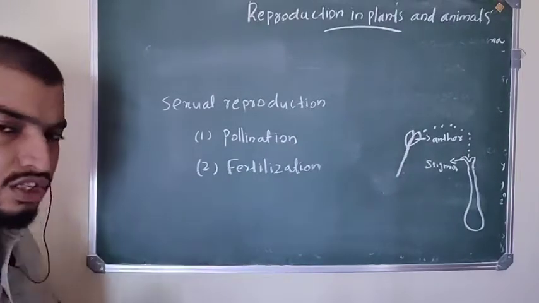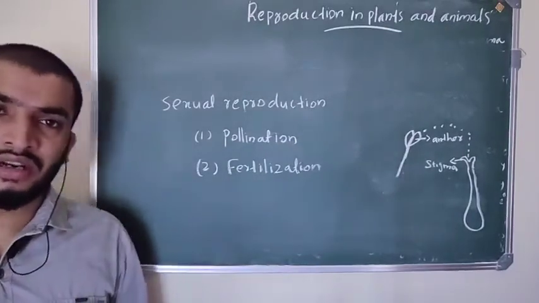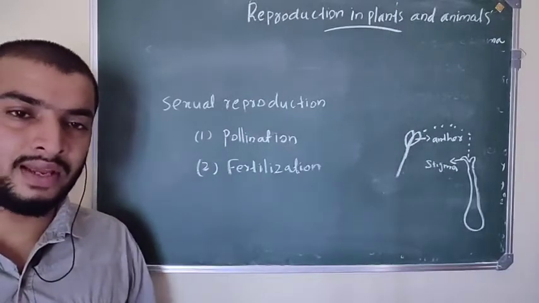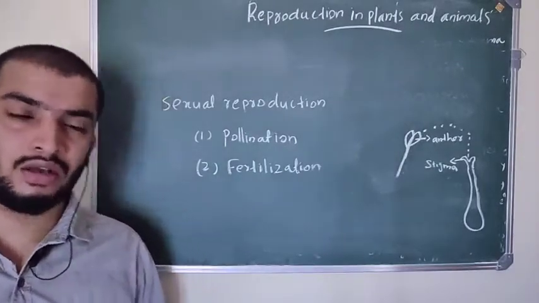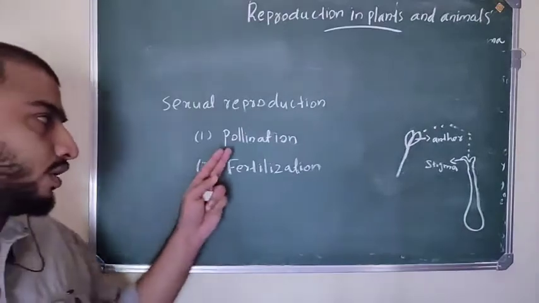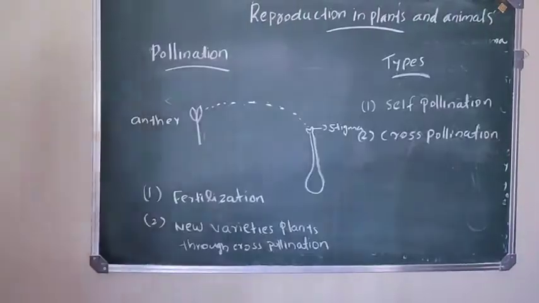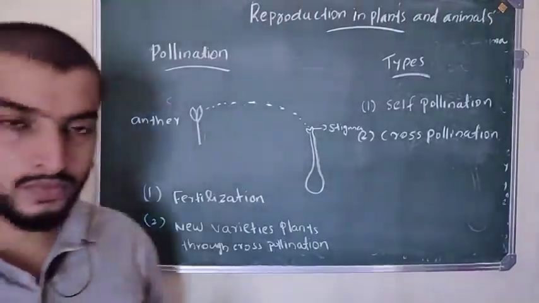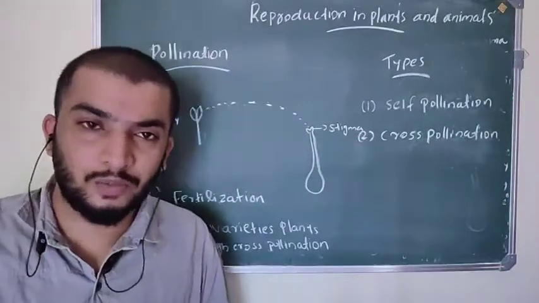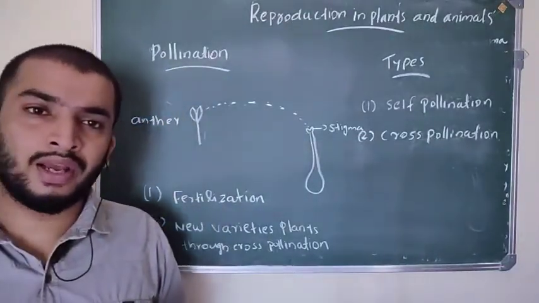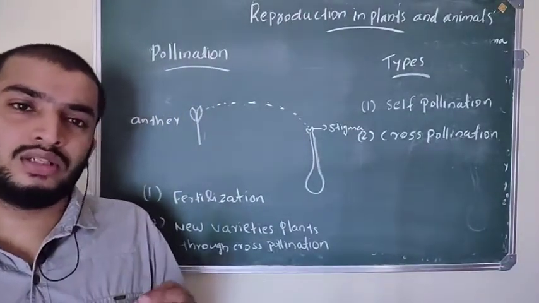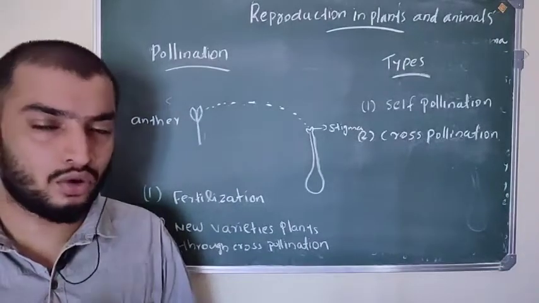And fertilization, do you know what fertilization is? Fusion of male and female gamete is called fertilization. So first of all, we are going to study pollination. You already know what pollination is. Transfer of pollen grains from anther to stigma of another flower is called pollination.